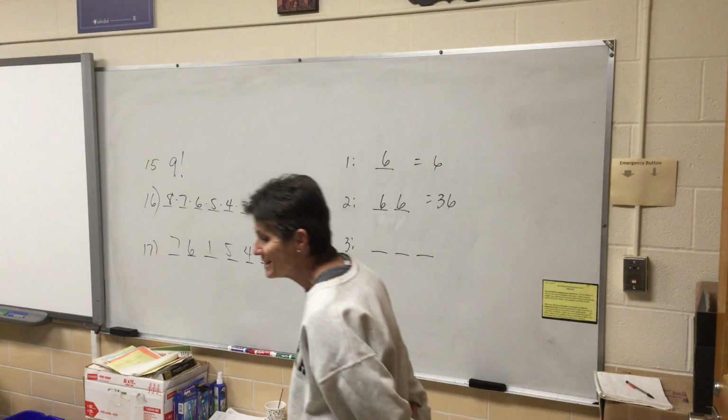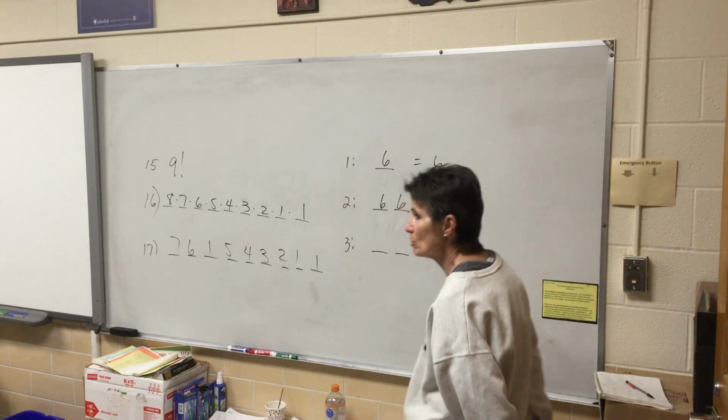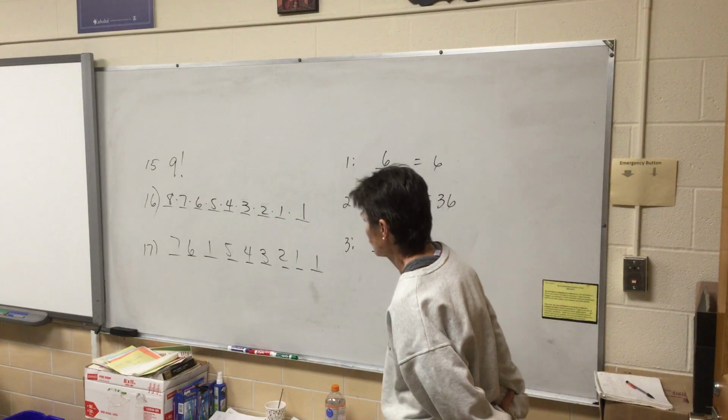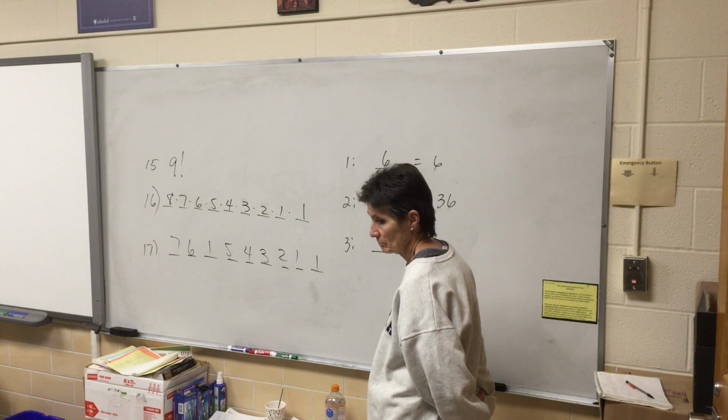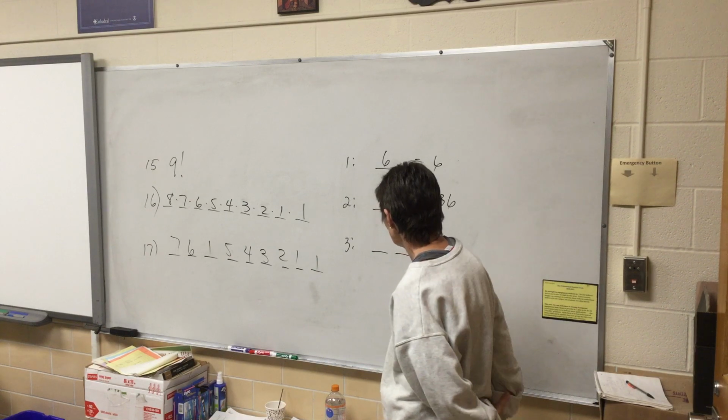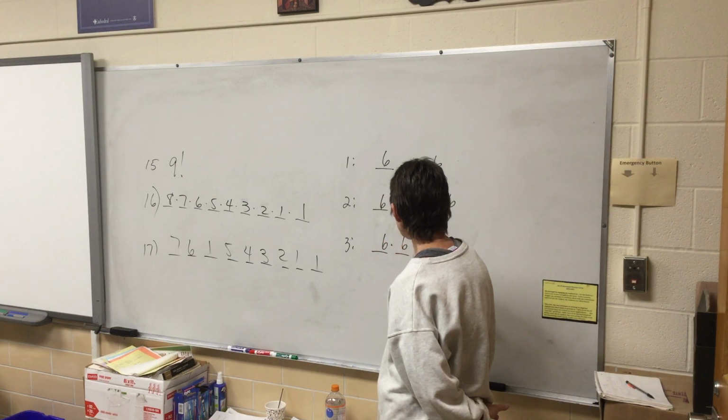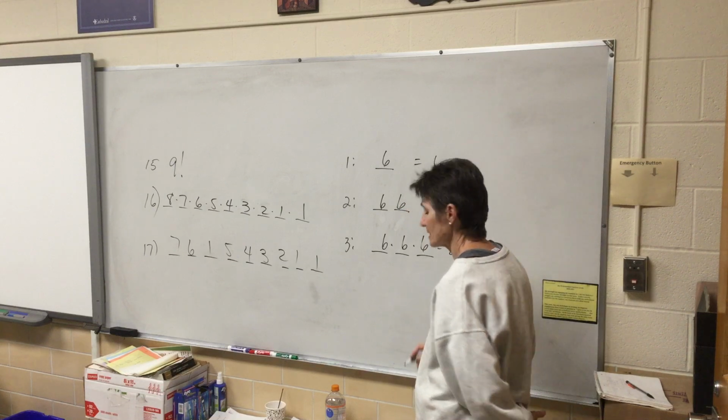All right, what about three-digit numbers? How many of those could I make? Six cubed. Yep, six times six times six, which is 216. That's exactly right.